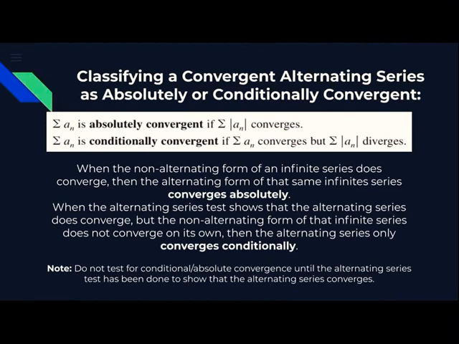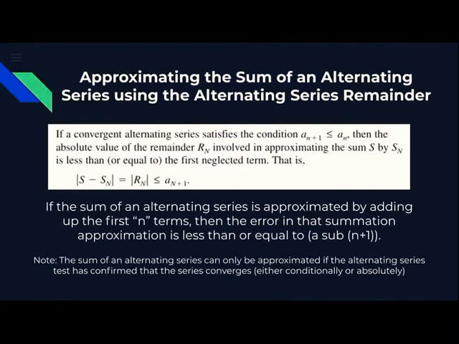Note that you should not test for conditional or absolute convergence until you have shown that the alternating series test works and the alternating series does converge. Alright, here is my explanation for approximating the sum of an alternating series using the alternating series remainder. So, in the white box you can see the equation, but I'll simplify that for you.